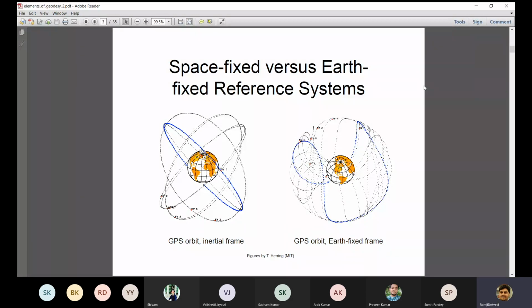Why do we need it? This is the question. Every time you read something, you should ask yourself, why do you need it? Why is there a need to study space fixed and Earth fixed? Because please remember, we are studying the technology called GNSS or GPS, Global Navigation Satellite System, Global Positioning System. The satellites are far from our Earth. It's 20,000 kilometers away, 20,183 kilometers to be very precise, from the surface of Earth.